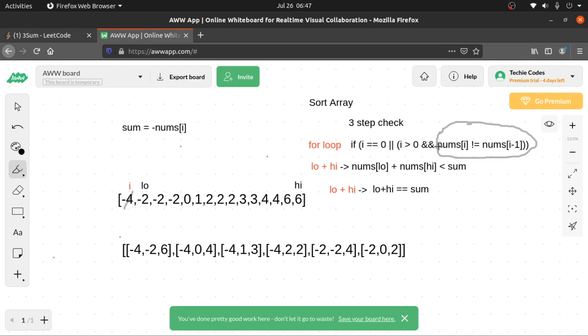And i is greater than 0, so we can check i minus 1. But we cover this case. We also need to cover the i is 0 case as well, because we covered i greater than 0. i is this number, by the way.